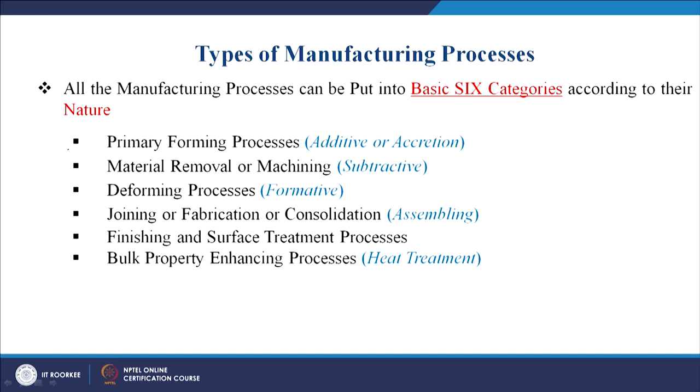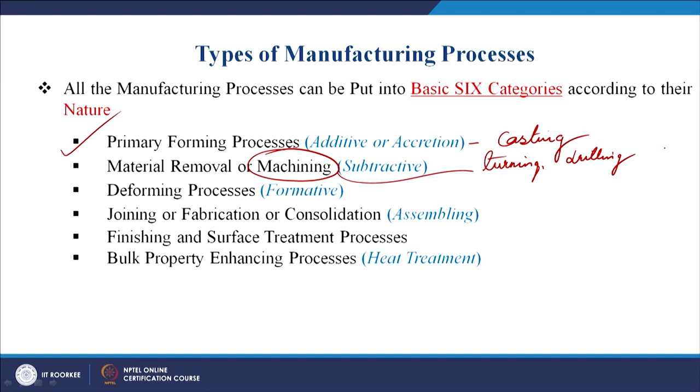Now, what are the processes? These are the processes on your screen. The primary forming processes. One of the examples here can be the casting process. Then we can have metal removal. Already the example is given, machining, which is the general term. Within machining, we can talk of turning, we can talk of drilling. So we have primary forming processes, we have material removal processes, we have deformative processes. We can take an example of extrusion here, we can take an example of rolling here. Then there are joining or fabrication or consolidation processes. We can take an example of welding, or we can take an example of soldering here.